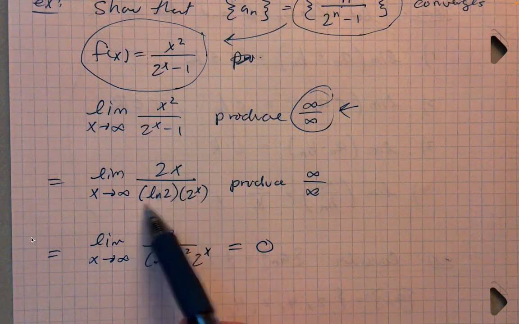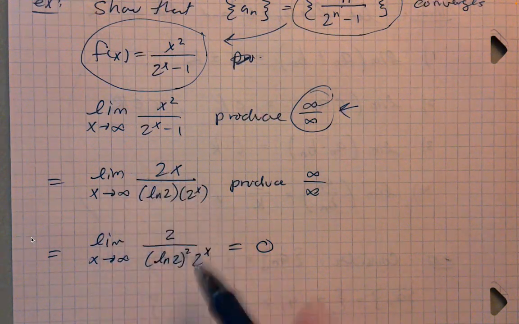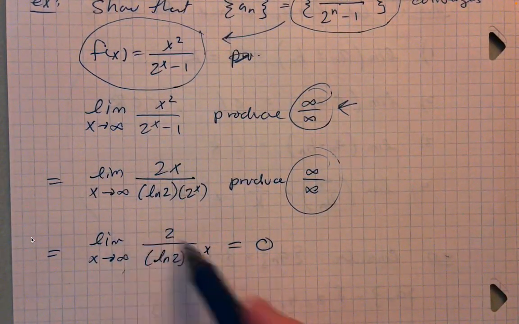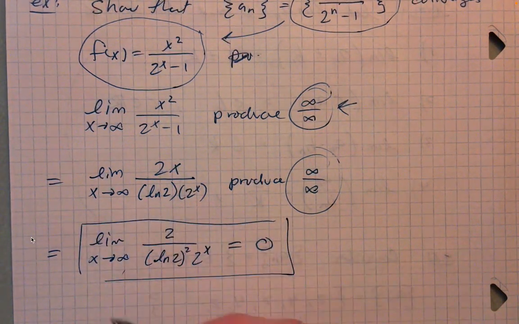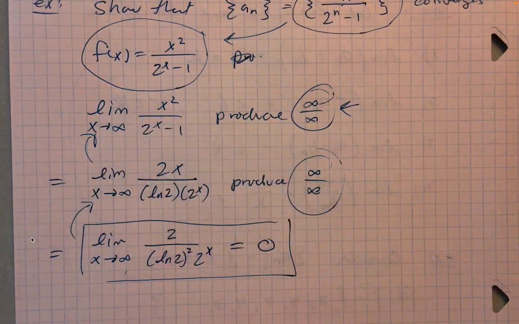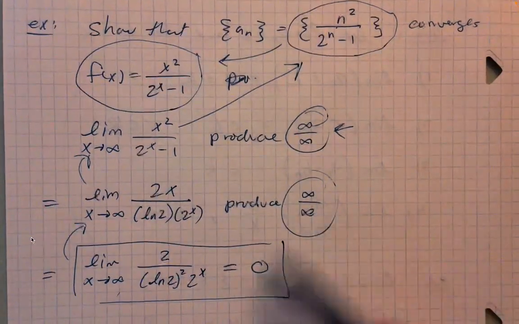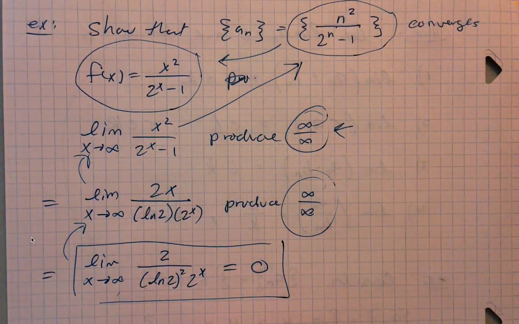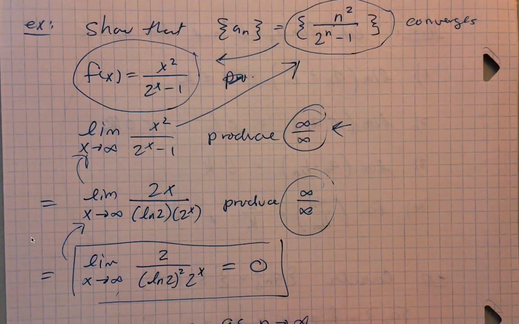2 to the x over ln 2 to the x, 2 times x over ln 2 to the x. But here again, we've got an indeterminate form, so we can differentiate a second time. Once we do that, we see that this is equal to 0. So the fact that this limit exists means that it's equal to this limit, which means it's equal to that limit, which means the sequence converges to the same limit. The implication is that a of n goes to 0 as n goes to infinity.